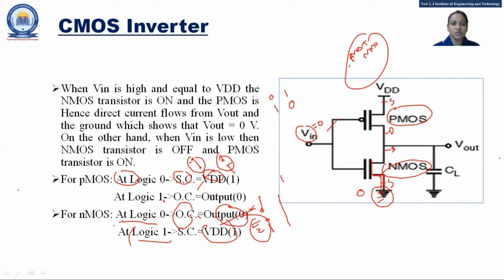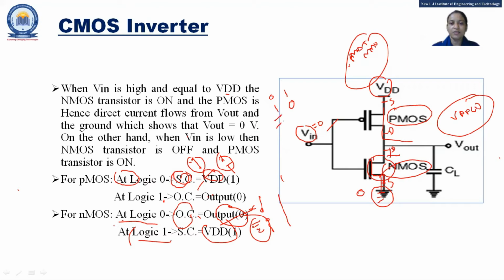At the PMOS, it becomes a short circuit, right? So whatever the VDD is, you can see from the circuit, it is applied, and it appears at our output. So the output is our VDD, that is logic 1. And for the NMOS, it is an open circuit, so no current will flow here.